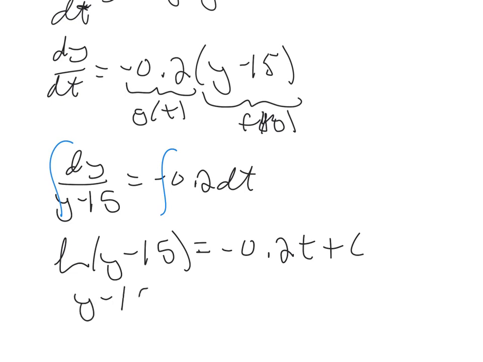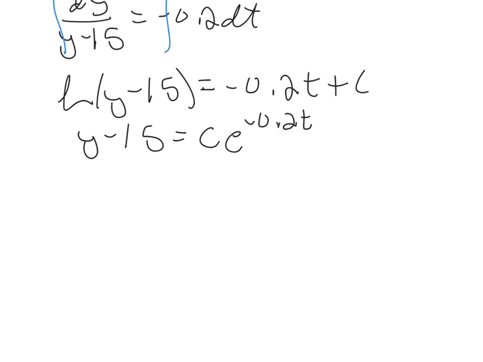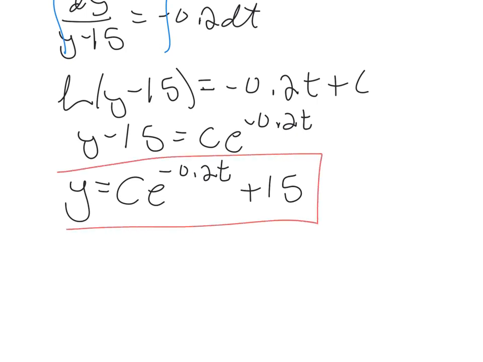Exponentiating both sides. You've done this before, so I'm going rather quickly through this piece. And then adding the 15 over, no problem. So by separation of variables, this is relatively straightforward. We kind of know what our solution is going to look like, and if we had an initial piece of information, we could go get that c.